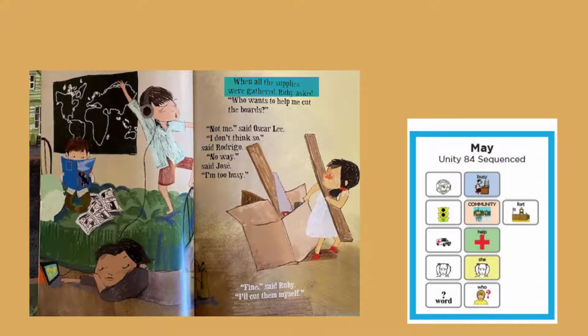When all the supplies were gathered, Ruby asked, "Who wants to help me cut the boards?" "Not me," said Oscar Lee. "I don't think so," said Rodrigo. "No way," said Jose. "I'm too busy." "Fine," said Ruby. "I'll cut them myself."